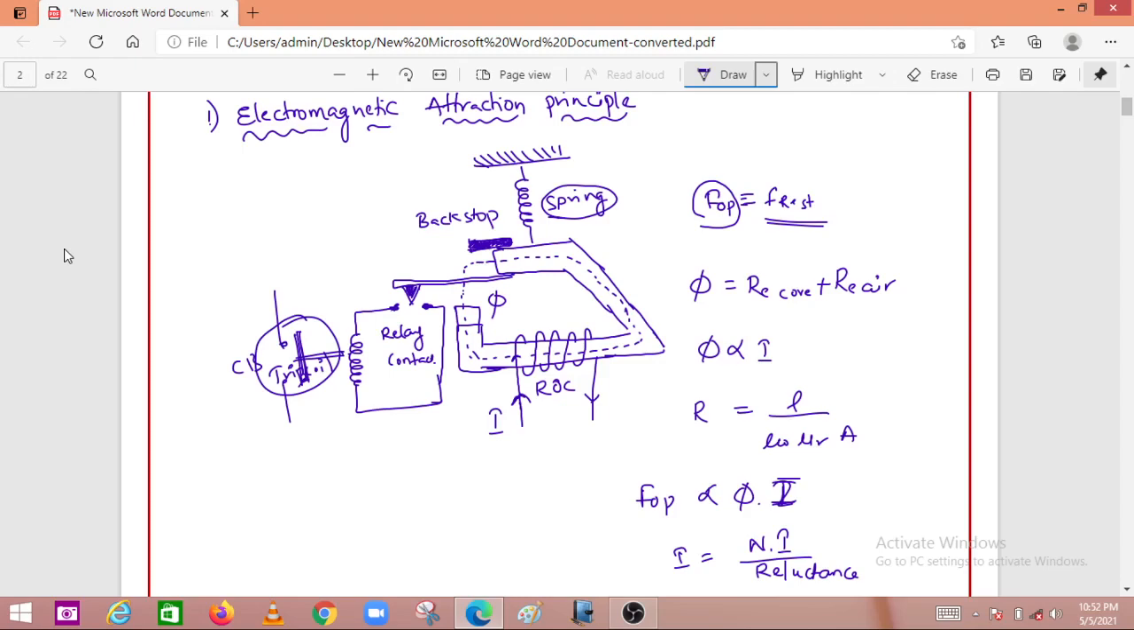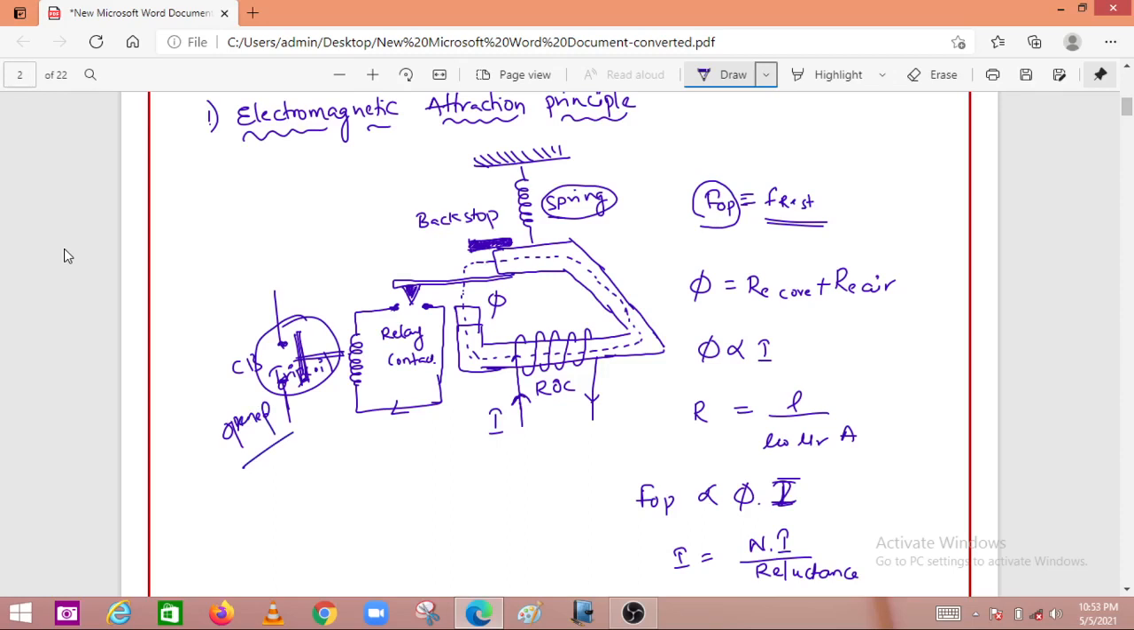As long as this plunger is closing this relay contact, the current will be flowing through this trip coil circuit, and the trip coil will be energized and it will be attracting the plunger of this circuit breaker by disconnecting the circuit breaker contacts. So that's why the circuit breaker will be opened here. Whenever the fault current is flowing through this current coil, because of this electromagnetic attraction principle, the circuit breaker contacts will be opened.